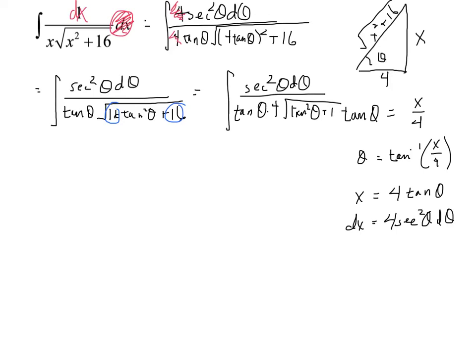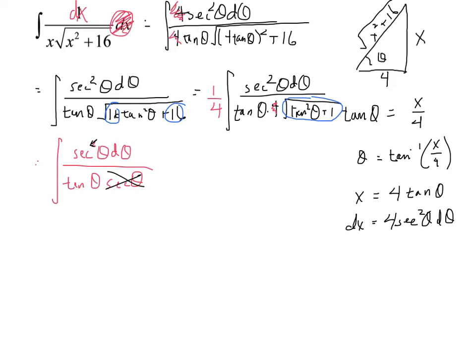So let me pull the 4 out. It's in the denominator, so it's going to be 1/4. Tangent squared plus 1 is secant squared. So this right here is one of our identities. The square root of secant squared is just secant. So I now can rewrite my integral as secant squared d theta on top, tangent theta on the bottom, and secant theta also on the bottom. So of course one of the secants cancels with that secant.